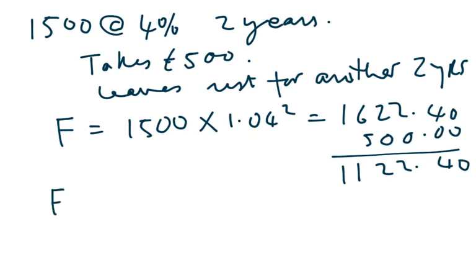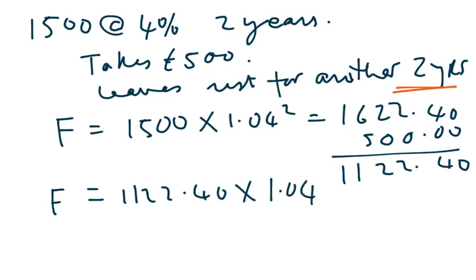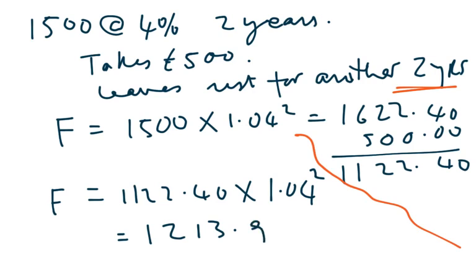And then he leaves that in the bank for another 2 years, you see? So he now has 1,122.40 multiplied by, it's still the same 4%, 1.04 to the power of another 2 years. So now I have 1,122.40 multiplied by 1.04 to the power of 2. And that's going to give him 1,213.99. You round it up, you get this here. So that's what he gets after that.